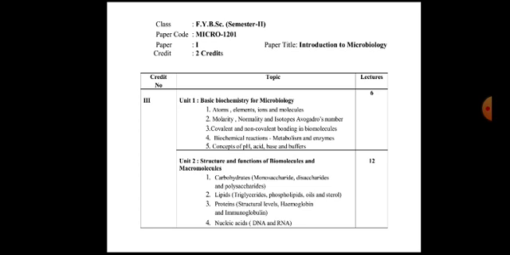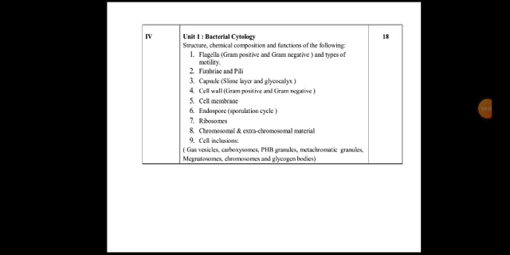The second unit, which is in continuation with biochemistry, is the structure and functions of biomolecules. So basically there are 4 types of biomolecules, which we understand as carbohydrates, lipids, proteins, and nucleic acids. So in general, we'll be looking at the structure and functions of these 4 different types of biomolecules in the cell. And the fourth credit will consist of one unit that will be mainly focused on bacterial cytology.